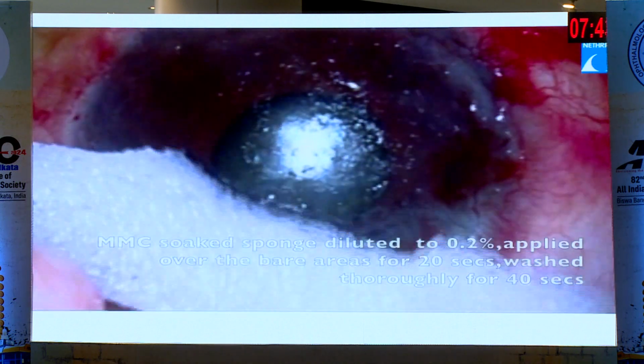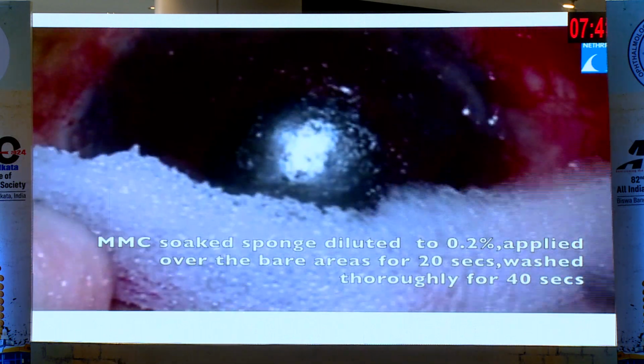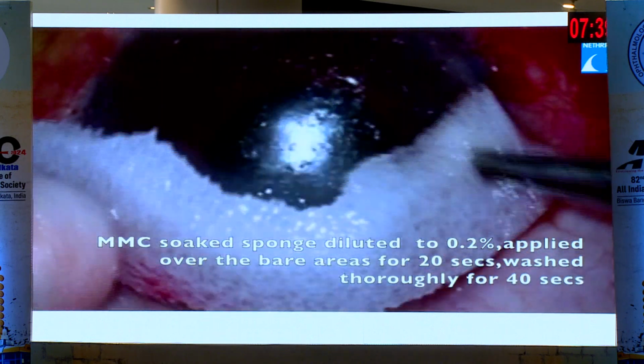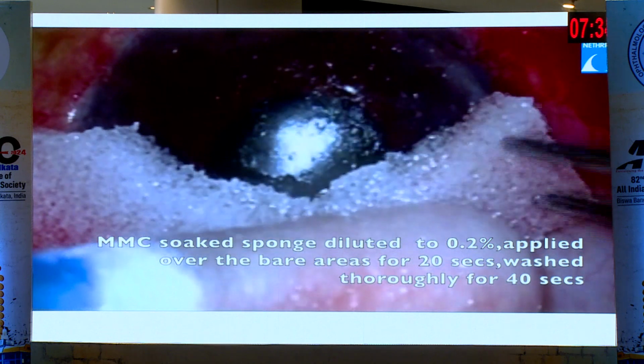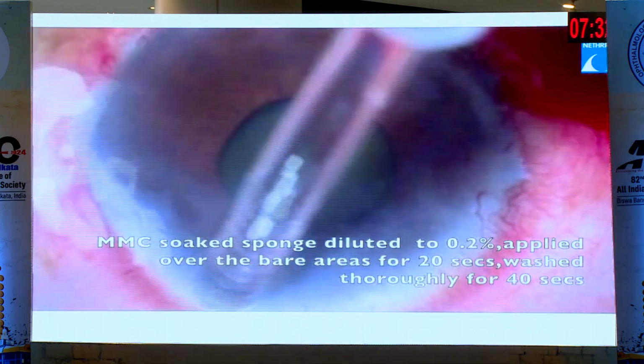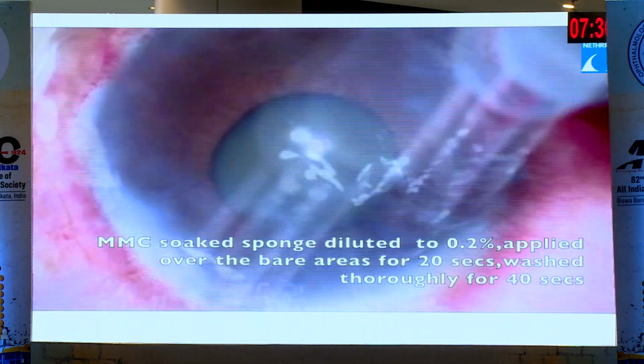And once the lamellar plane is identified and you're able to peel off the nodules along with their conjunctival adhesions, then you can apply MMC soaked sponges to the periphery where you are expecting a recurrence of the nodules to occur. So that will reduce the rate of recurrence.